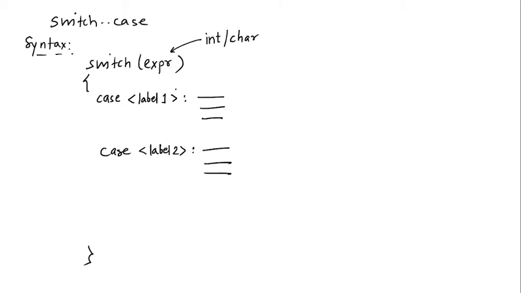But the problem, or maybe the issue over here, is that whenever an expression matches with any particular label, the corresponding case will be executed, but after that, it will not come directly out of the switch. It will execute all the further cases. That is actually the concept of fall through.